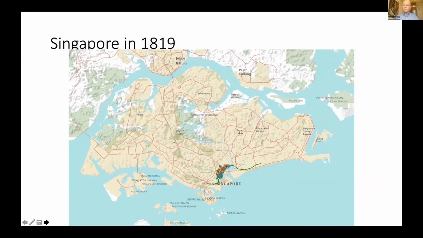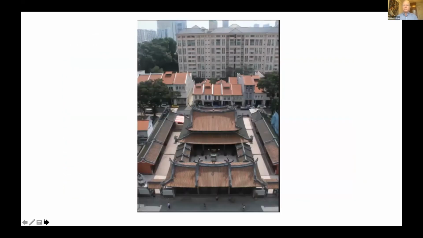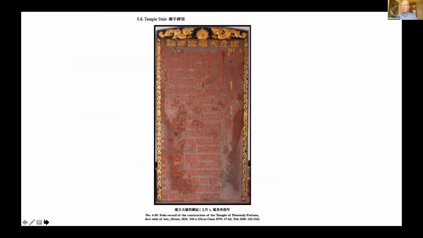the dialects in their own regions, their own neighborhoods. Here's the Tin Hou Temple down on Telok Ayer when it was right on the ocean. And this is what it looks like now, surrounded by developments. Inside of there, we find some of these inscriptions that I'm talking about here, just to give you an example of what they look like.